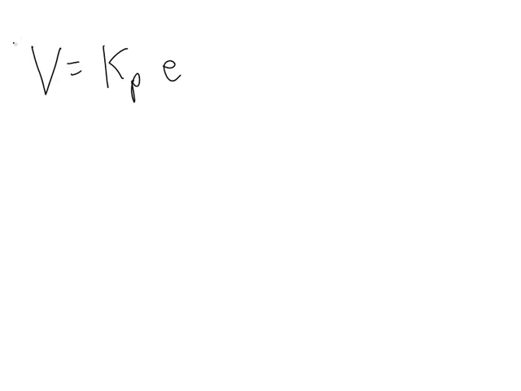So we'll start out with the equation that we used for proportional control, where the voltage is equal to a constant times the error. We'll then add on the derivative part. We'll have another constant, this one called KD, and this is times the derivative of error.